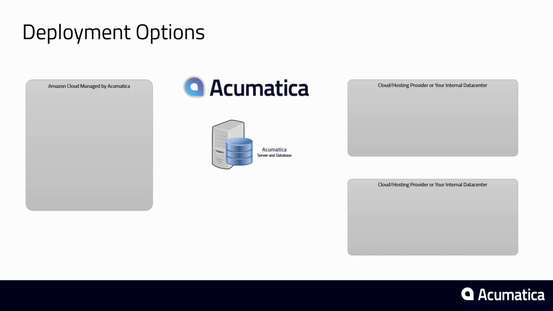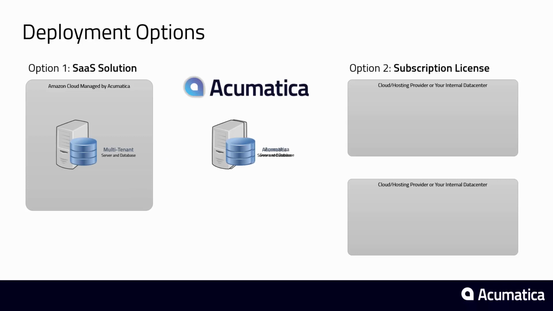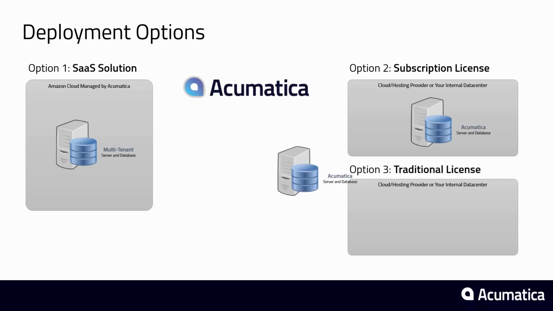Acumatica provides flexible deployment scenarios to match your business needs. 1. You can purchase Acumatica as an all-inclusive SaaS solution with hardware, software, bandwidth, storage, backups, and upgrades. 2. You can pay a lower monthly subscription amount and install the software in your data center or on a private cloud provider using a standard Windows hosting plan. 3. You can purchase a traditional software license with annual maintenance.